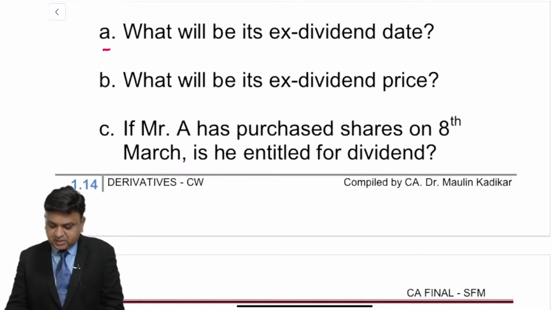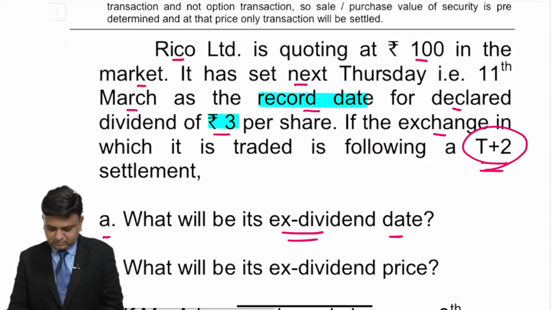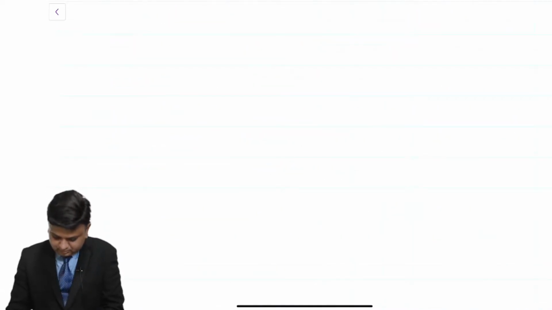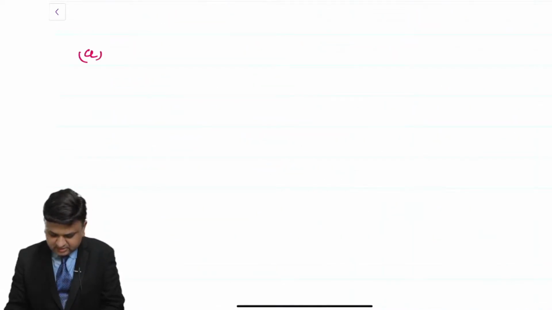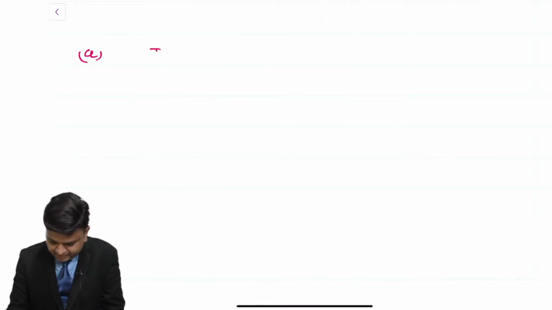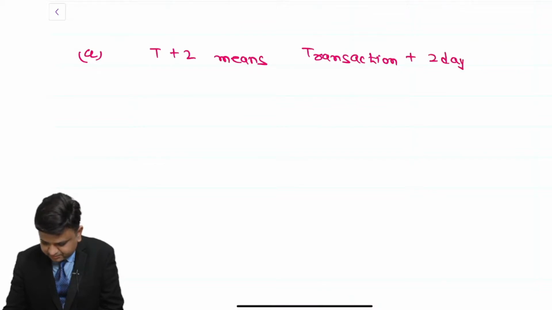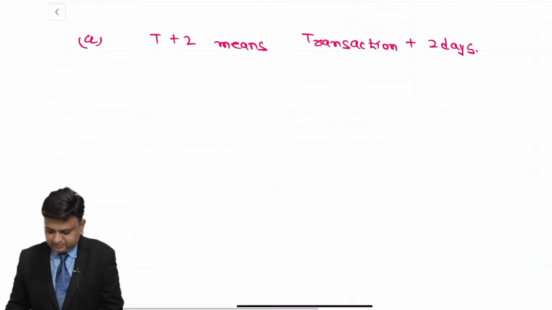The question is, what will be the ex-dividend date? Please write down the answer to the question. In the answer, write down: T+2 means transaction plus 2 days, full stop.